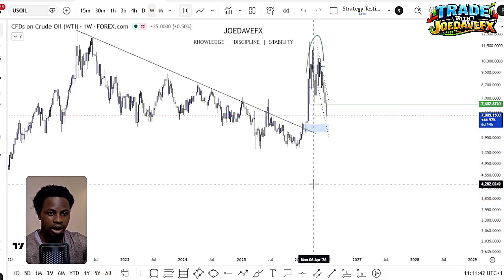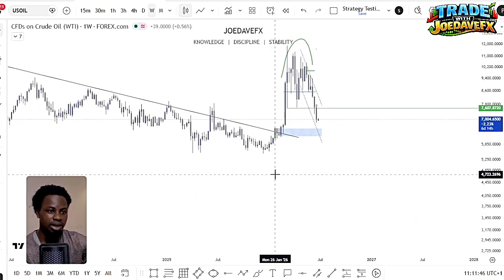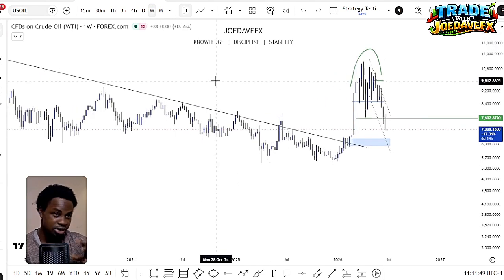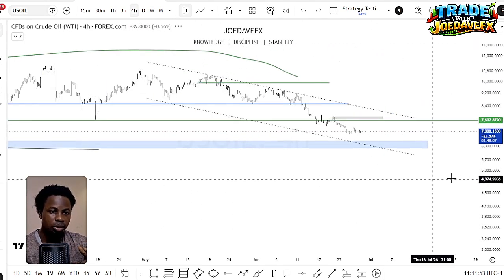So this is what I have on US oil, and this is how I approach the market using my multi-time frame analysis. Now I've shown you what the daily time frame is saying as well as the weekly time frame. So now let's go to the 4H time frame. That is when we now start looking for our trading opportunities.